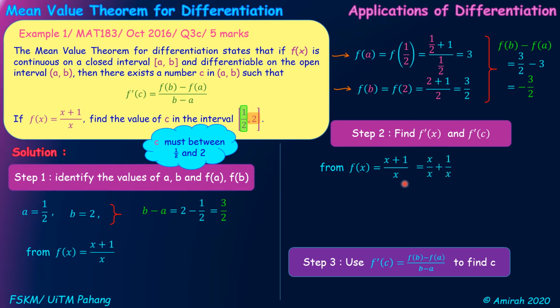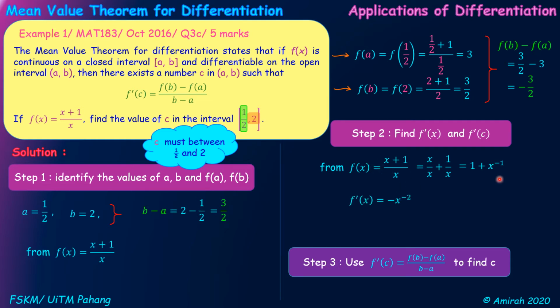From this function, we have a single denominator here, so we can separate. We separate, so we get x over x plus 1 over x. Then we can simplify x over x, we get 1. And 1 over x here, we can write as x to the power of negative 1. Why do we need to change 1 over x to x to the power of negative 1? Because we can differentiate easily.